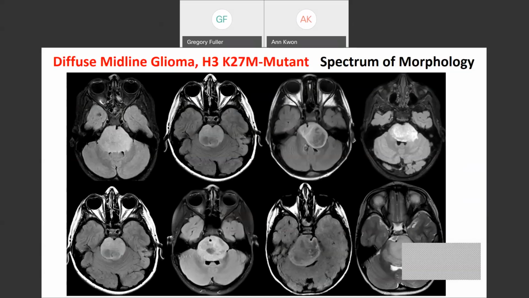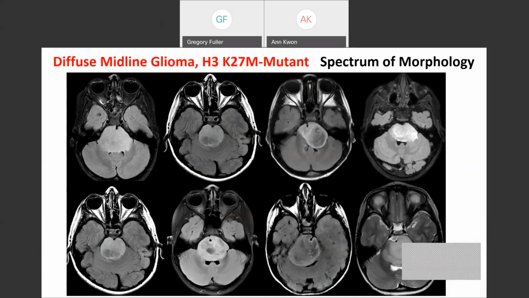We typically confirm these. Look at the slightly different alterations. Some are asymmetric, but they all more or less diffusely expand the pons, and as they expand, they grow forward, or anteriorly, or rostrally, and surround the basilar artery. That's a very characteristic feature.